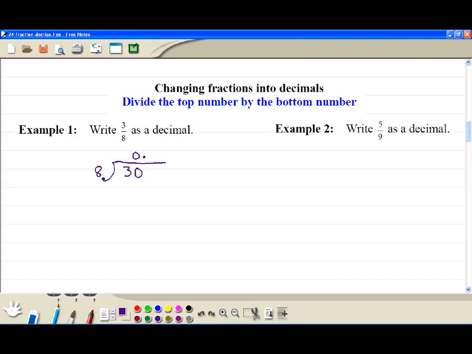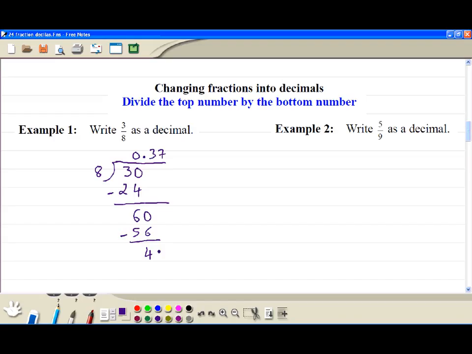Now we see how many 8 can go into 30. 8 times 3 is 24, so it's 3. So 3 times 8 is 24. Now we find the remainder. The remainder is 6. Then we just add another 0 here. How many 8 can go into 60? 8 times 7 is 56. Then find the remainder is 4.